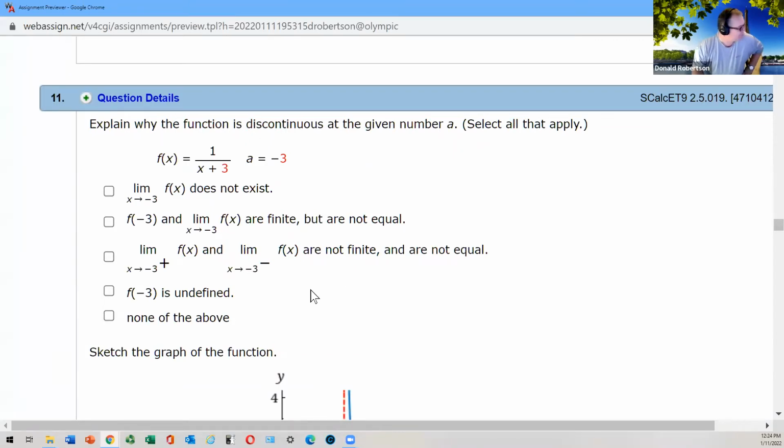Okay, time to look at continuity. And in this particular case, I'll pick my own. And we'll look at vertical asymptotes.